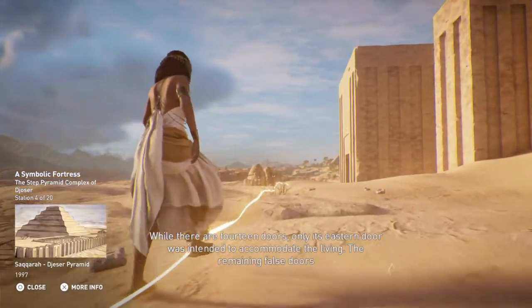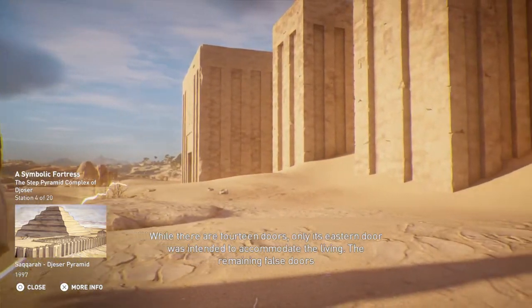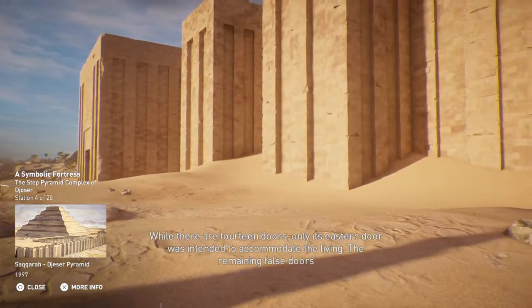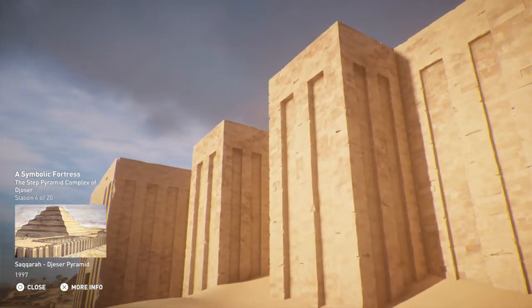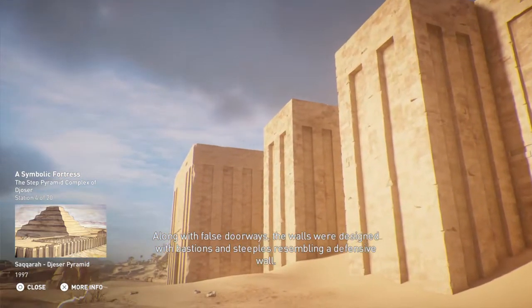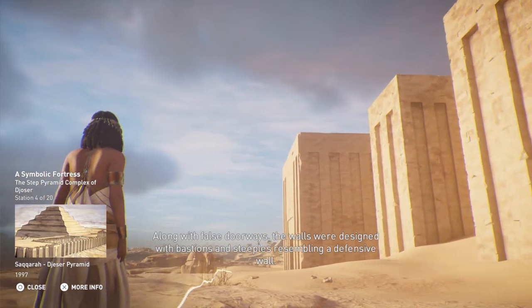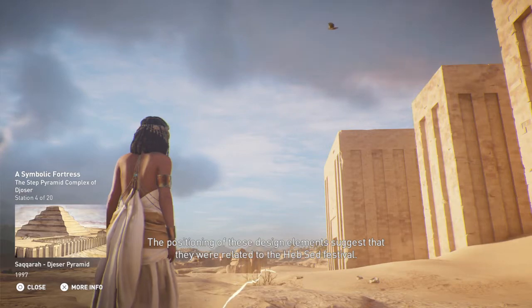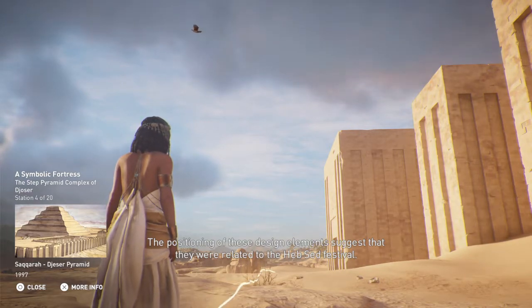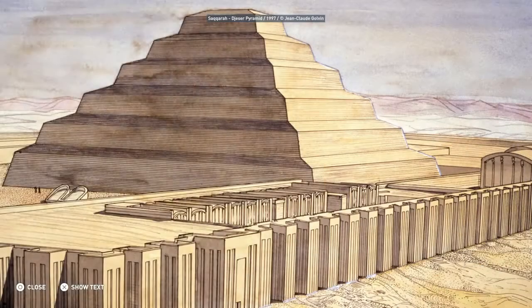While there are 14 doors, only its eastern door was intended to accommodate the living. The remaining false doors were built as portals for the king's ka to pass through. Along with false doorways, the walls were designed with bastions and steeples resembling a defensive wall. The positioning of these design elements suggests that they were related to the Hebsed festival.